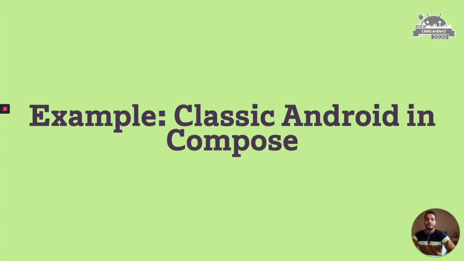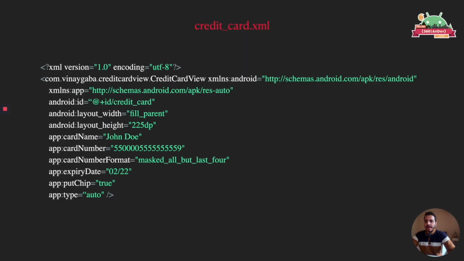What about the other direction? What if I wanted to use all the custom views that I've created over the last 12 years in Jetpack Compose? You don't want to waste all that effort that you've done. So there has to be a way, right? And in fact, there is a way. So let's assume that we had this XML file where I was using one of my custom views that I've created. Again, shameless plug here.